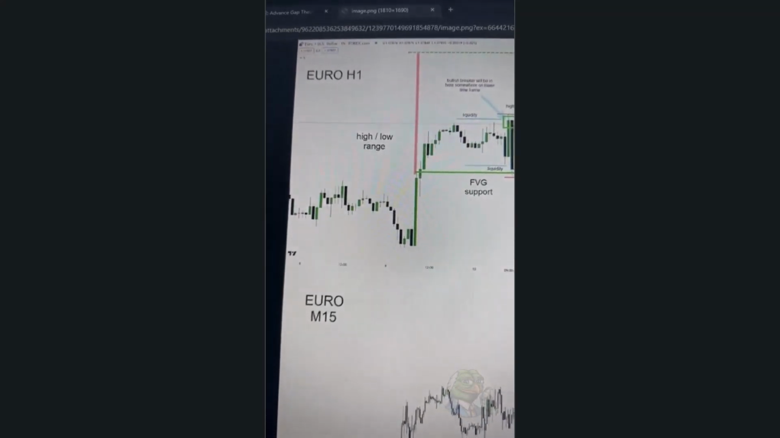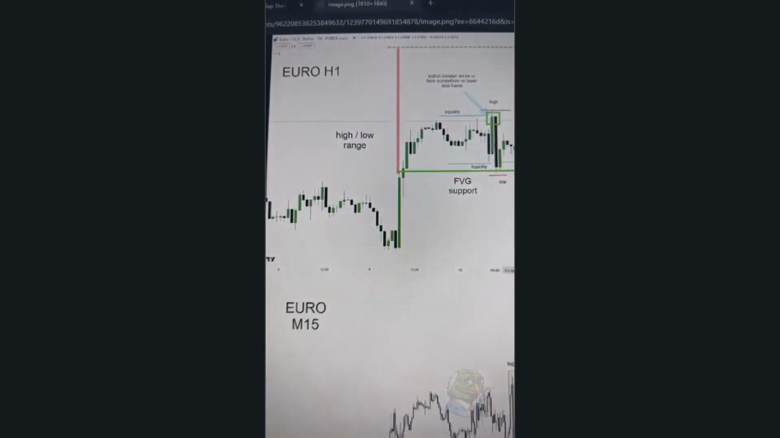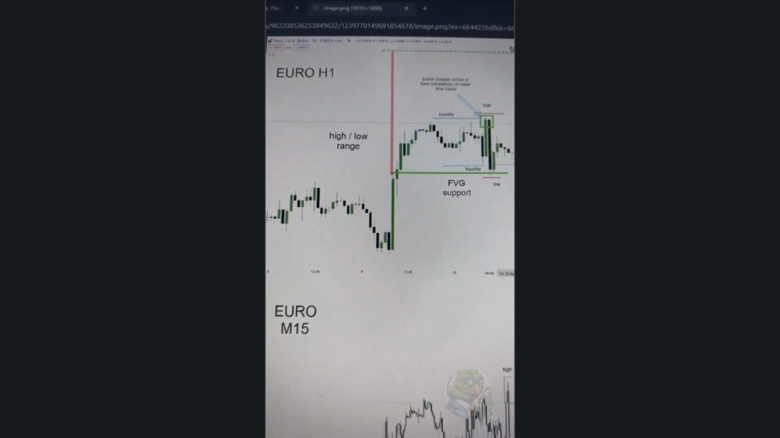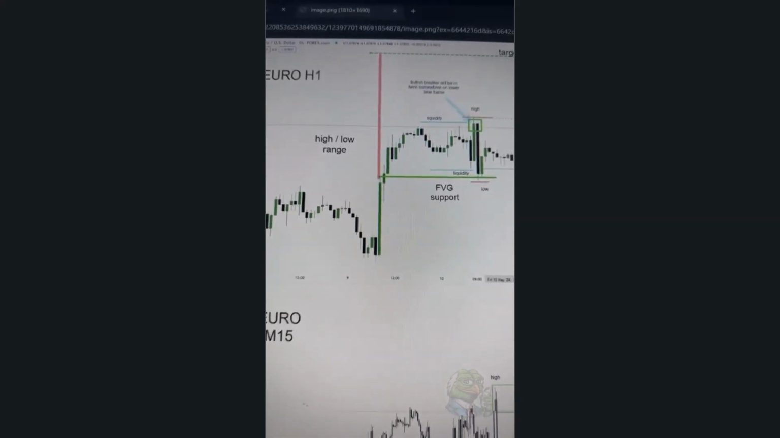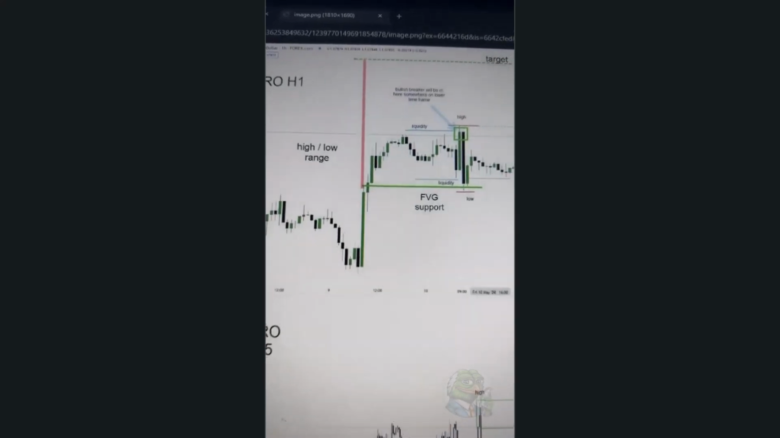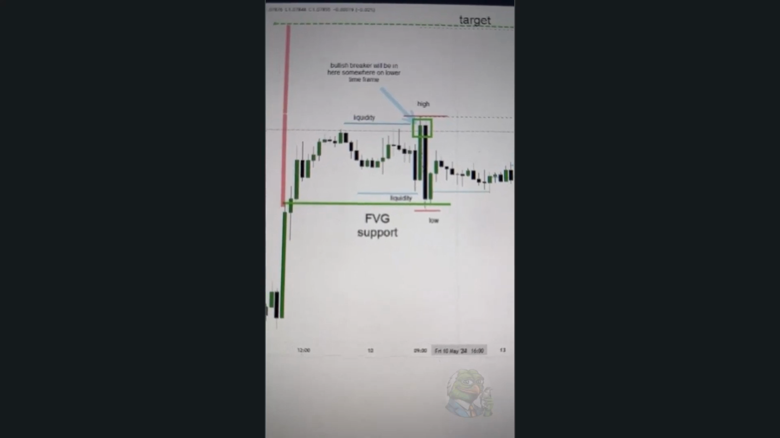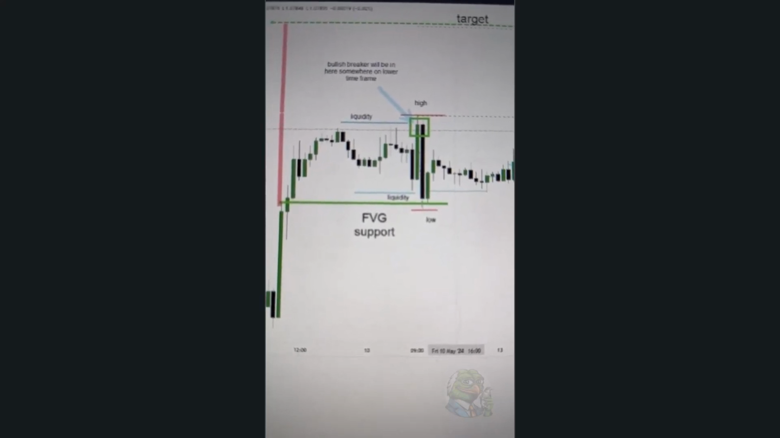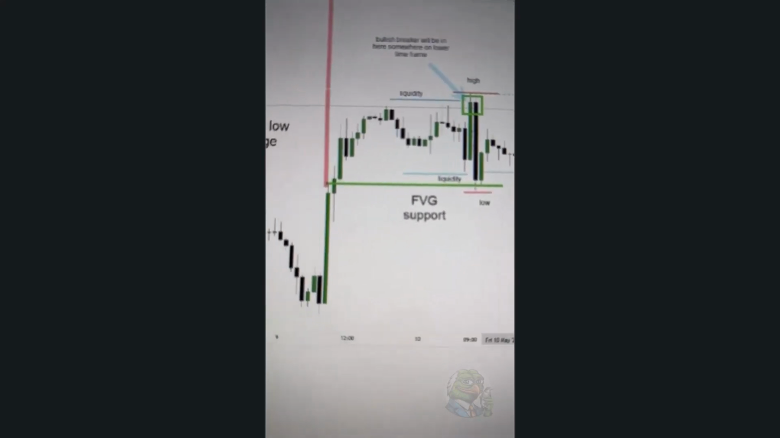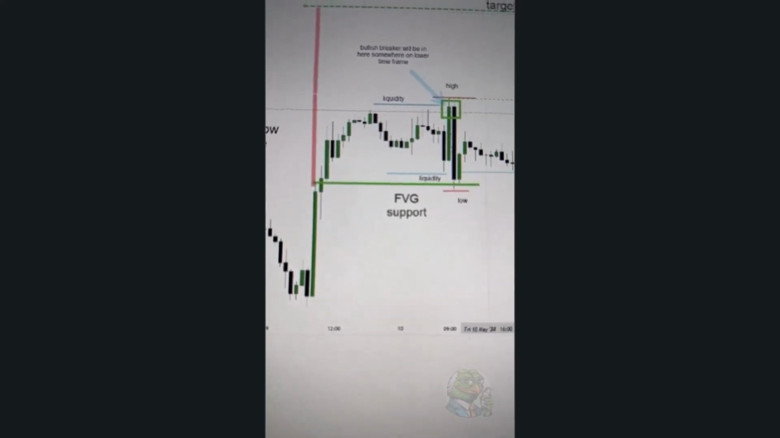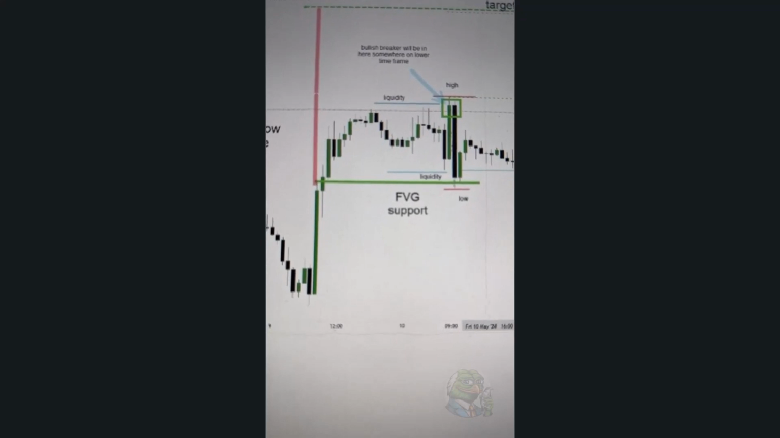This is a really good chart of the euro that I have prepared, and it's based on the higher time frame hourly chart. What I'm showing here is that right now, euro, this is Friday's trading. Euro on Friday came down to a very small fair value gap, which is where I've written fair value gap support, FVG support, just below that green line there.